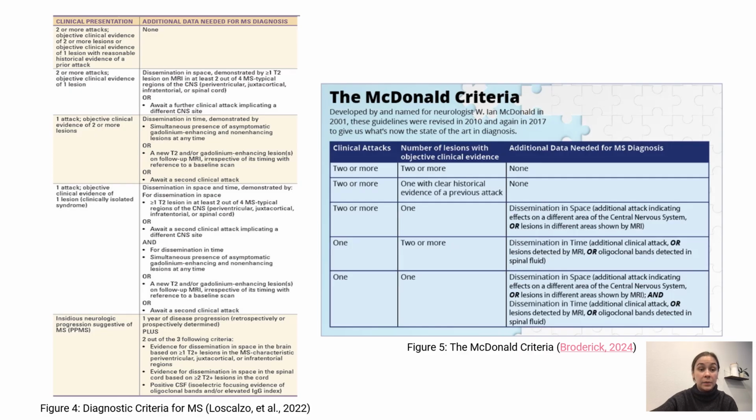Here are a couple of charts to illustrate the diagnostic criteria for MS. The McDonald criteria is a common criteria used. It focuses on the number of clinical attacks, the number of lesions, as well as dissemination in space and time.